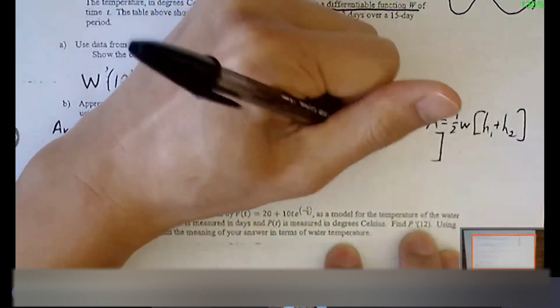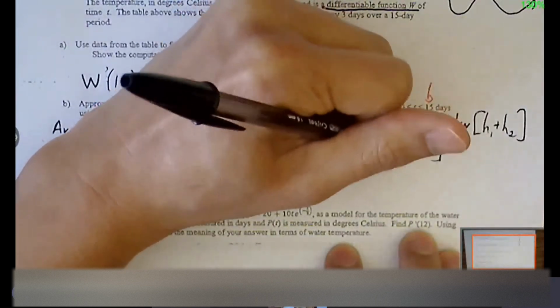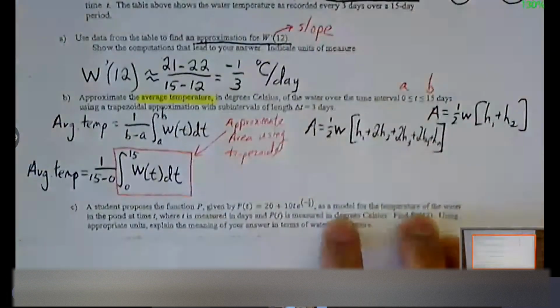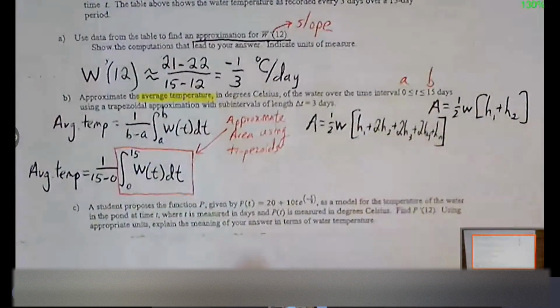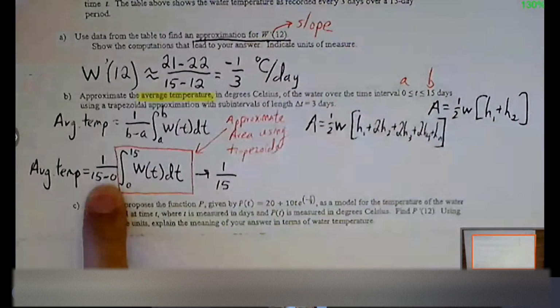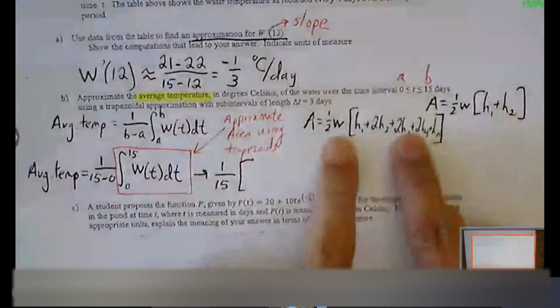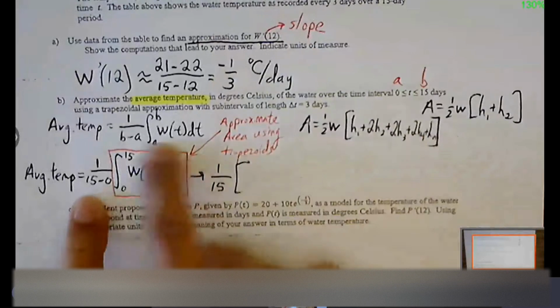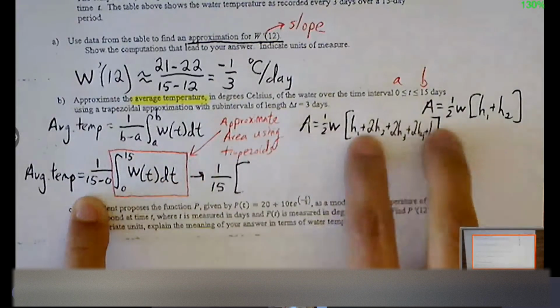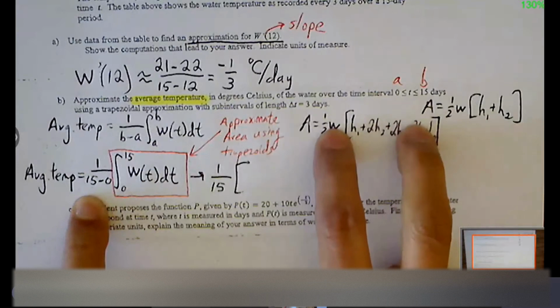So I'm going to be adding up all the heights, but then I'm going to double all the ones in between, except the ones at the end. Those will only be used once. So average temperature, 1 over 15, that's a coefficient. Now I'm going to insert this formula in place of this, because I can't get an exact value. The best I can do is some geometric approximation.